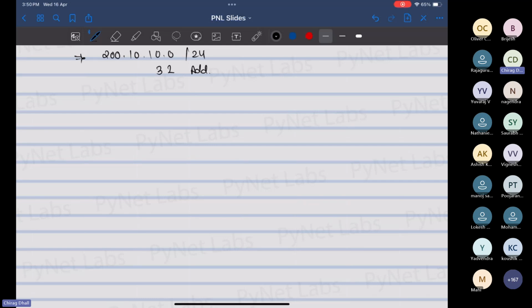The notes were already shared in the group earlier. You can check the pinned messages, Mohammed. You'll find the notes there. Yes, Saurabh, the requirement is of 32 addresses, so calculate accordingly.